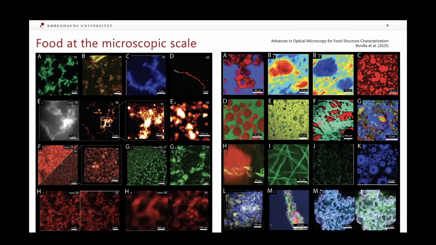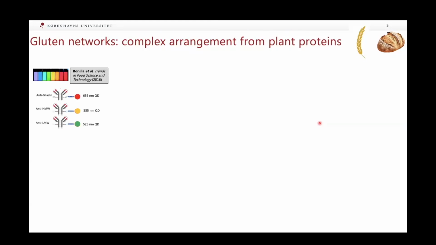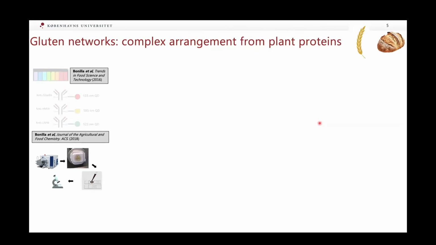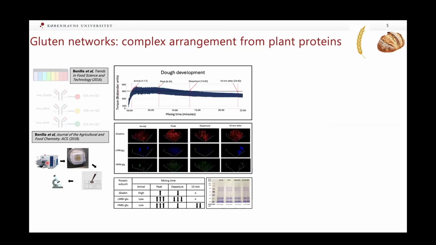In the case of gluten, before going to the label-free, I'm going to show what I've done in the past. So how we're trying to look at these gluten networks. First I developed some specific antibodies for specific subunits of the gluten, and I conjugated them to quantum dots of different emissions. This equipment right here is how we may test the dough. This is called a farinograph, and it measures the resistance of the dough to deformation. So we took samples, cryosectioning, and then we could look at the different proteins at the different stages of the mixing.